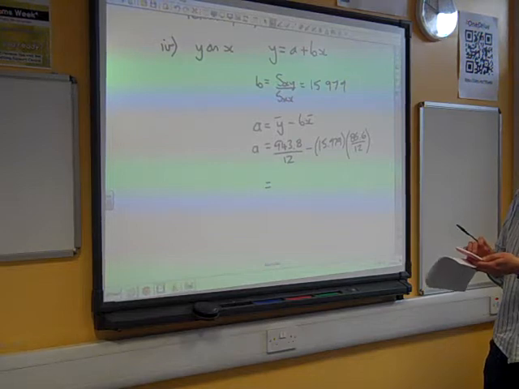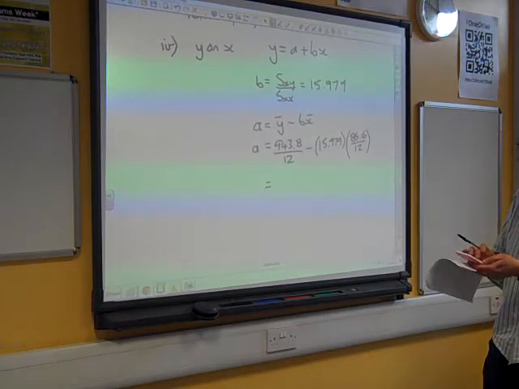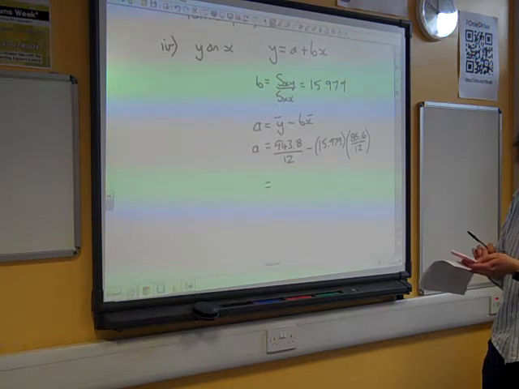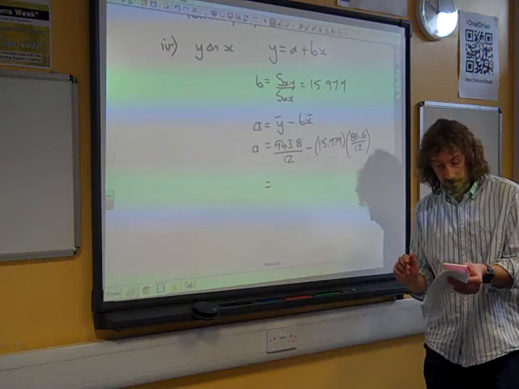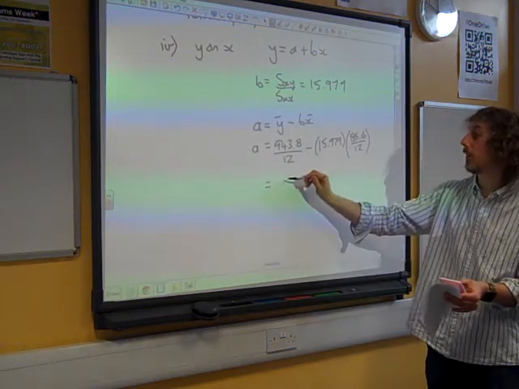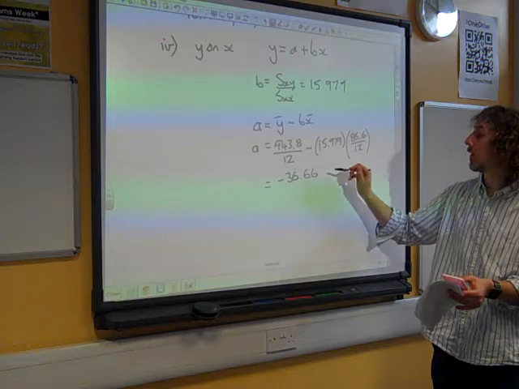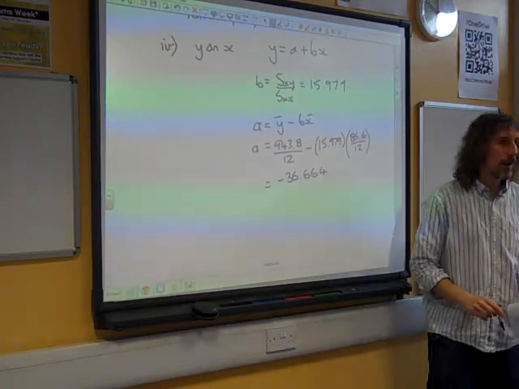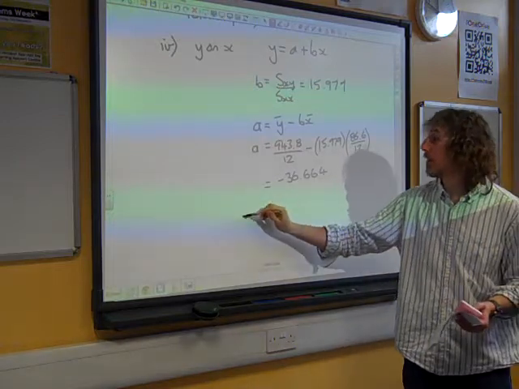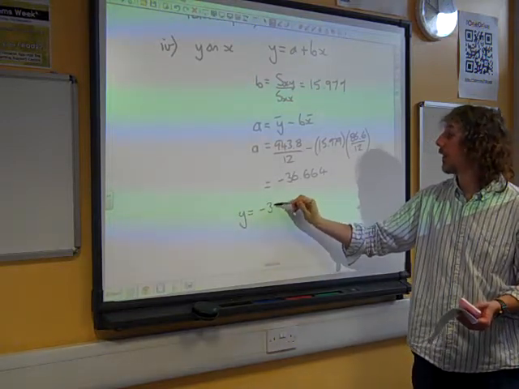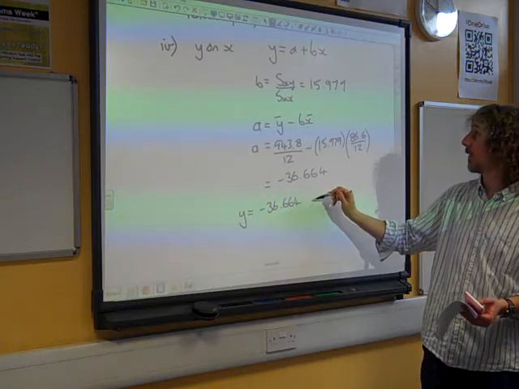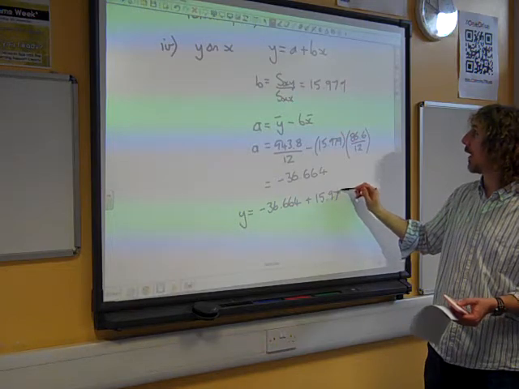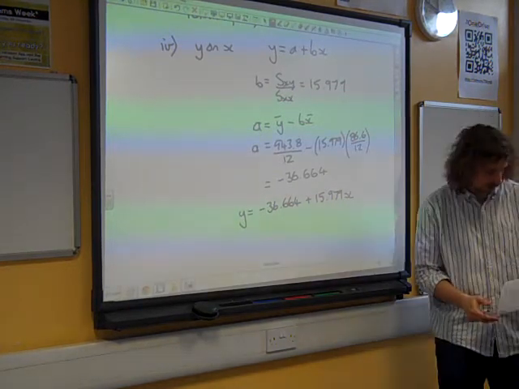Oh dear, I can't use this calculator properly. Minus 2 times. And I am getting minus 36.667.4 as an answer to that. So it'd be alright to give it to three significant figures here, but I've got minus 36.661, I'm giving it to three decimal places it seems, plus 15.979 times x as my equation of my line.